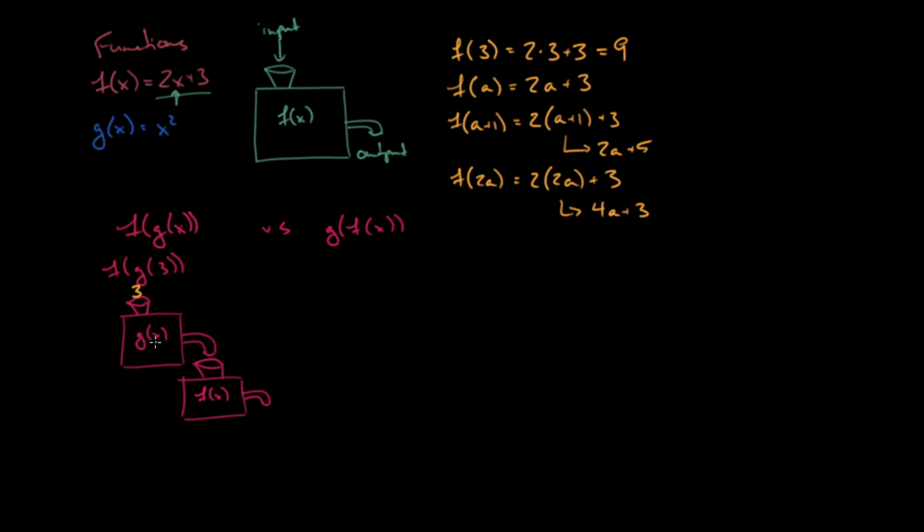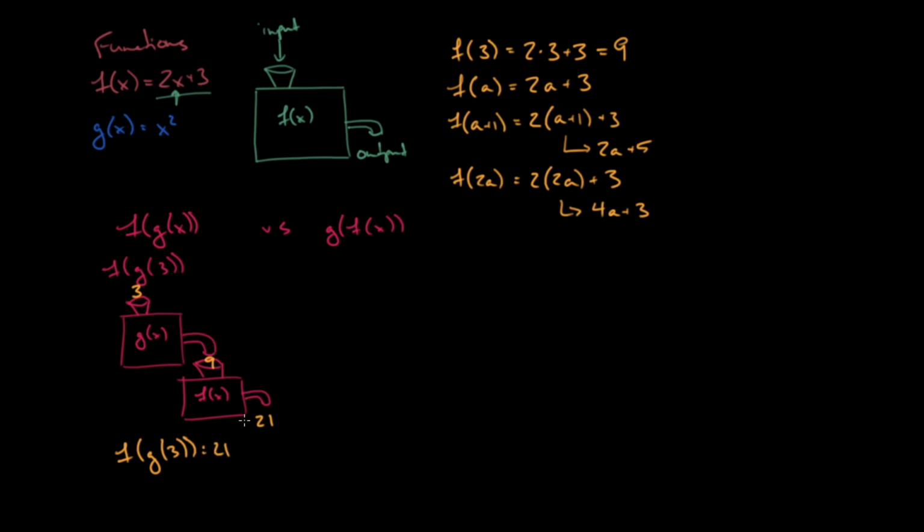So what comes out? Well, I'm going to take g of x, so g of 3, and I'm going to square it. So outside of this function comes 9, and that will get dropped into f of x then, which is 2x plus 3. So when I plug 9 in for that, what I will get is 18 plus 3 is 21. So f of g of 3 is equal to 21.